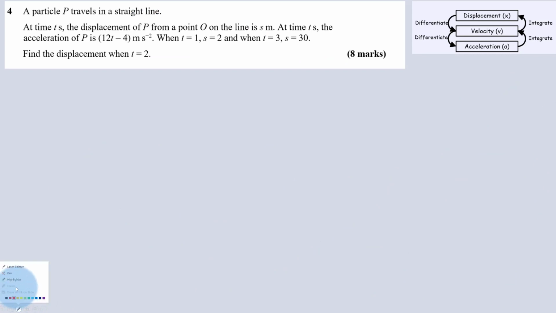Okay, let's have a look at this question. The particle P travels in a straight line. Now again, you can see this is variable acceleration because it changes with time. At time t seconds, the displacement of p from point O on the line is s. This is all key information they give you. We've got to use this at some point. And find the displacement when t equals 2. So from this information, what do we have? This is what we've got to look at. A equals 12t minus 4, right? A equals 12t minus 4.